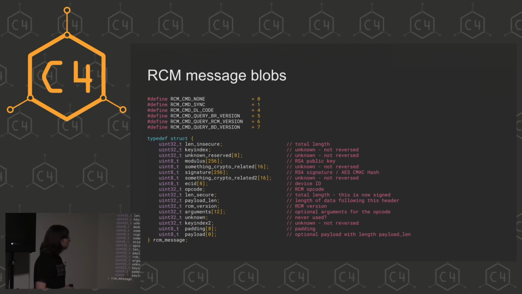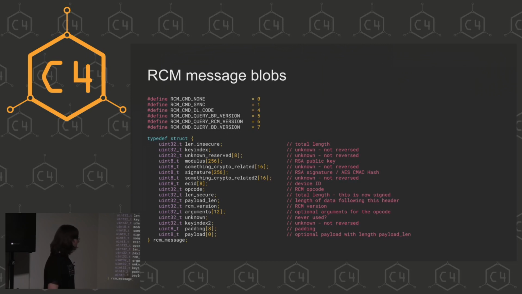It has a length, how long is that complete packet, or that complete command. Some crypto stuff. Here, we don't care, because we don't care about the crypto, and we can't break it anyway. It's RSA 2048, so no chance. Some device ID that needs to match. It's a unique device ID per chip that needs to match. Then there is the opcode. That's one of these here.